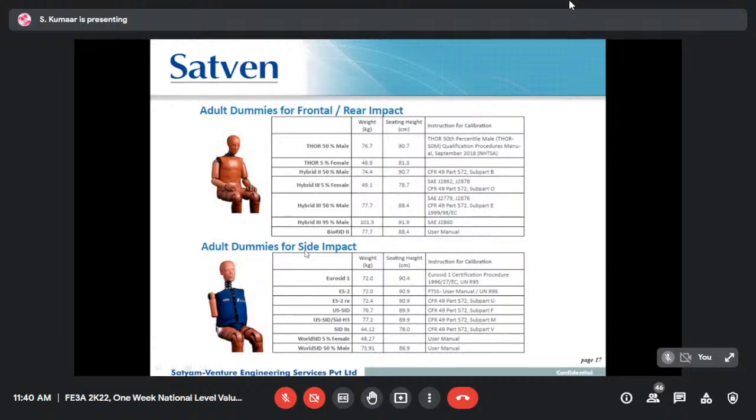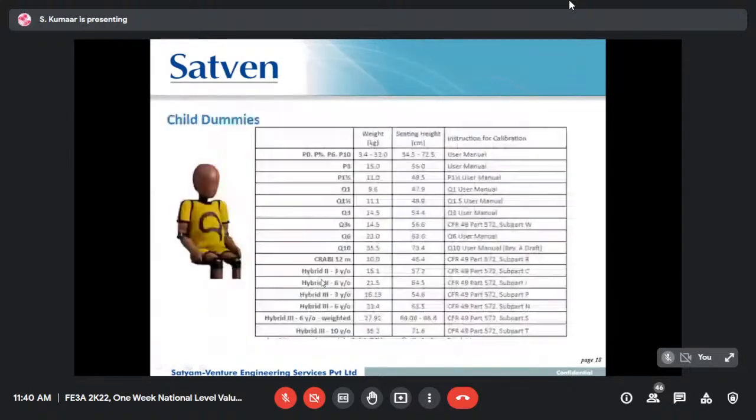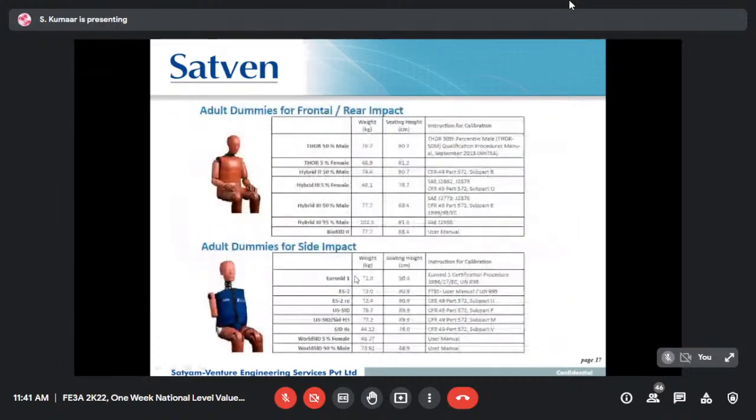The same way we also have the tabulation for the side impact dummies, and we have the child dummies also. In the child dummy, we are mostly using the hybrid 3 3 years, hybrid 3 6 years, and hybrid 3 10 years. The 3 years means 16 kg, 23 kg for 6 years, and 35 kg for 10 years. So these are the dummies you are using from the hybrid family.